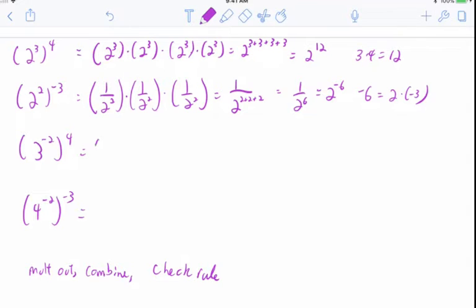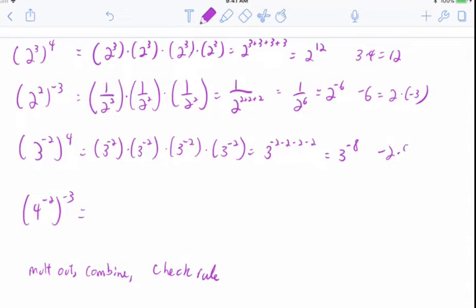What about this weird one? You go like this. 3 to the minus 2 times 3 to the minus 2 times 3 to the minus 2 times 3 to the minus 2, which is equal to 3 to the minus 2 minus 2 minus 2 minus 2, which is 3 to the minus 8. Yeah, check it. Minus 2 times 4 is minus 8. Cool. Last one. Oh, this one's weird.